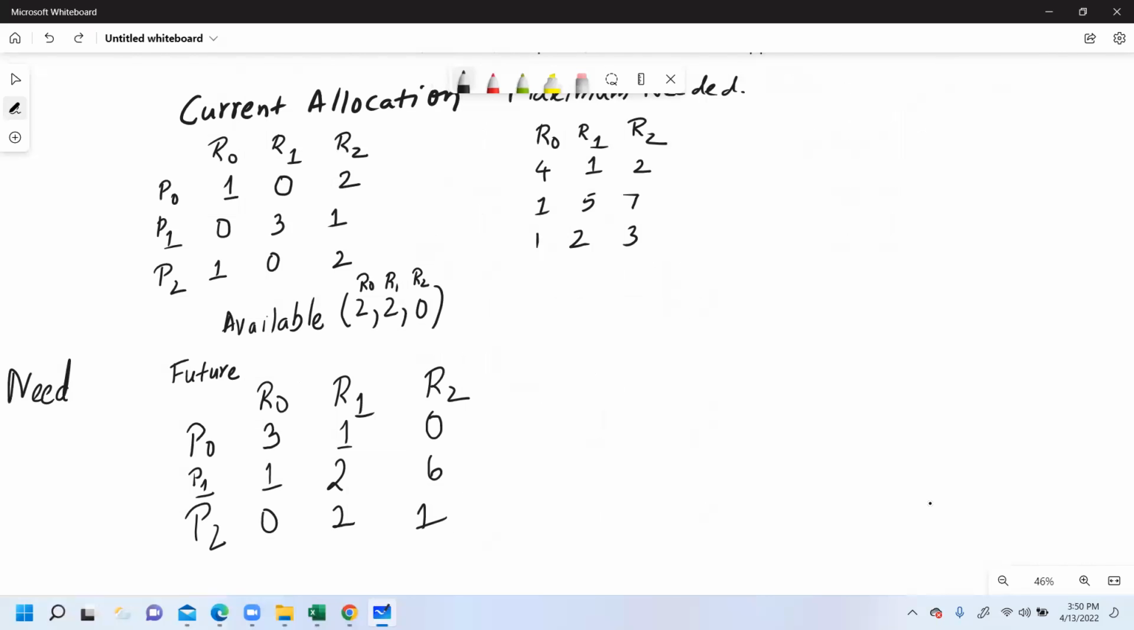So the banker's algorithm is going to execute different possible sequences. How many processes are there? 3 processes, so there are 3 factorial ways of doing it. If you know about discrete math, combinatorics and probability, you can make 3 factorial sequences because there are 3 processes.